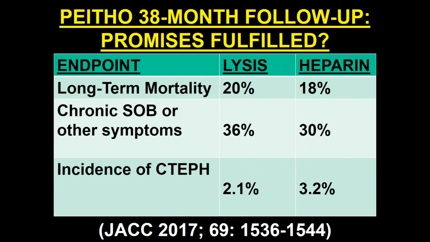Well, I think it's fair to say that fibrinolysis fulfilled its promises over the short term. In other words, a lower death rate by meta-analysis with fibrinolysis, and a lower rate of recurrent pulmonary embolism. But what about the long-term promises and 38-month follow-up? Here we see, at 38 months, no difference in long-term mortality between thrombolysis and heparin. Chronic shortness of breath or other symptoms occurs more with thrombolysis than with heparin. But the incidence of chronic thromboembolic pulmonary hypertension is really no different between the two groups.